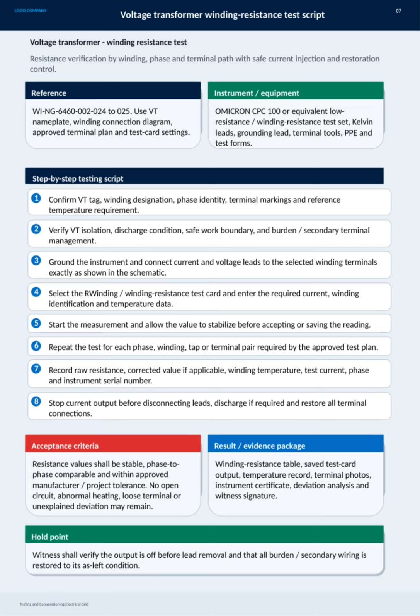The acceptance criteria require that resistance values be stable, comparable phase to phase, and within approved manufacturer or project tolerances. There must be no open circuits, abnormal heating, loose terminals, or unexplained deviations. Finally, the result package includes the winding resistance table, saved test card output, temperature records, terminal photos, instrument certificates, deviation analysis, and witness signature. The hold point ensures the witness verifies the output is off before leads are removed, and that all wiring is restored to its as-left condition. This careful process guarantees accuracy and safety in the commissioning of the electrical grid.